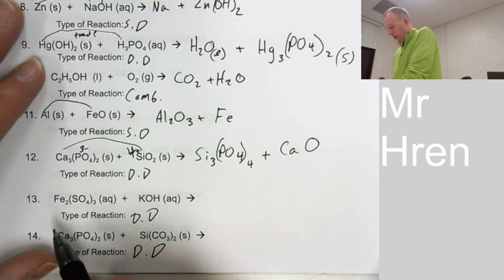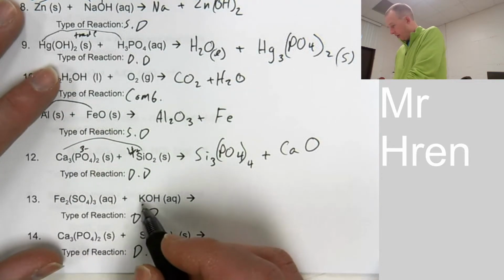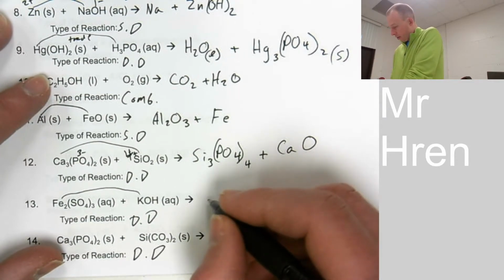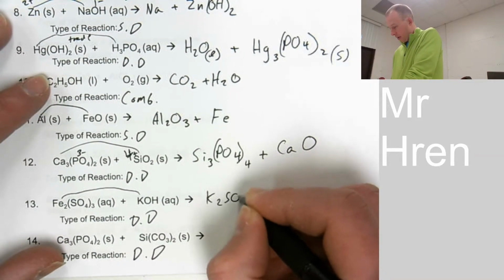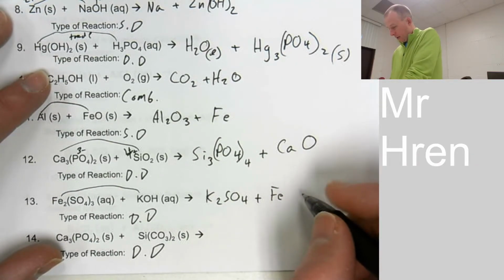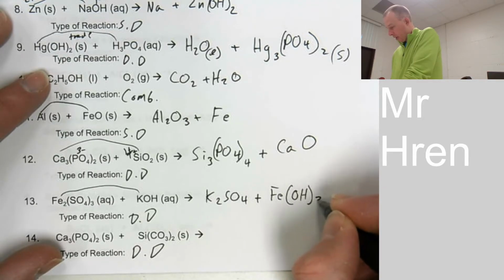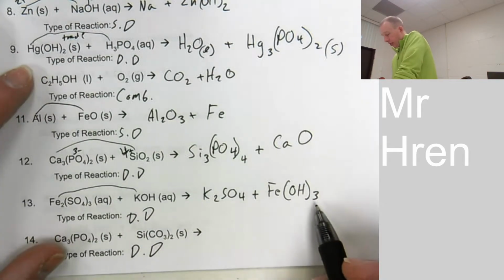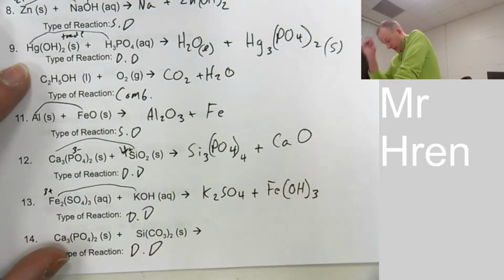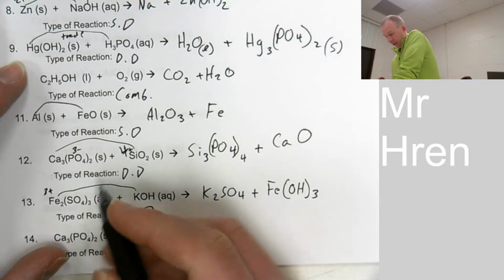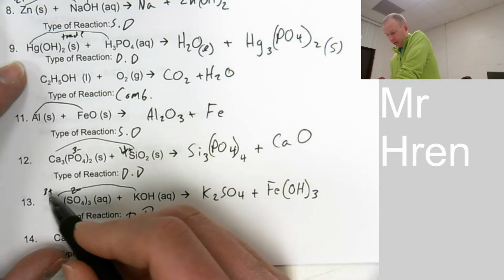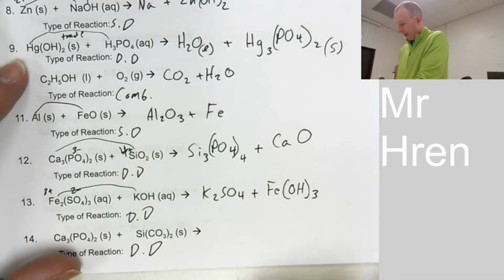All right, so then you keep going. You've got this one, iron and potassium. So we'll switch those, and you end up with K2SO4 plus Fe(OH)3. The reasoning there: this iron is +3. I know that because SO4 is -2, and there's 3 of them for a total of -6. So this iron has to be +3 to cancel that out.